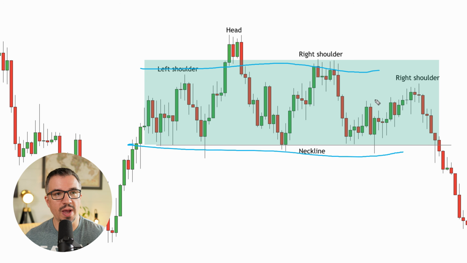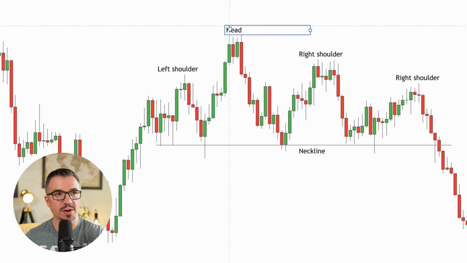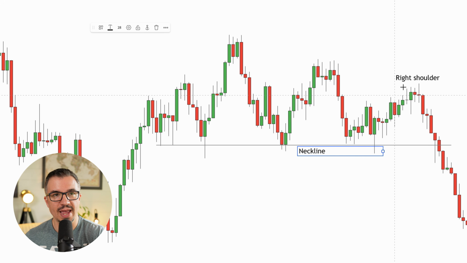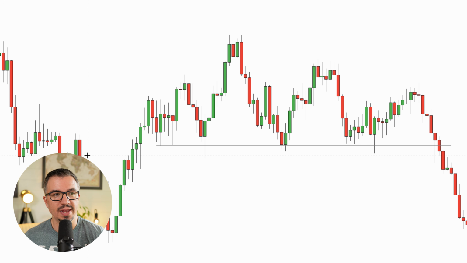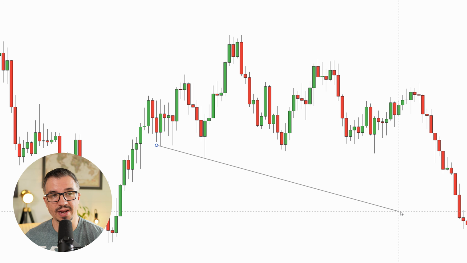Now, before we get into how to trade the head and shoulders pattern, let's talk about the neckline. Because this is another thing that trips up traders, where they're asking, can the neckline be sloped? And yes, it can be horizontal, it can be ascending, okay? And it can also be technically descending.